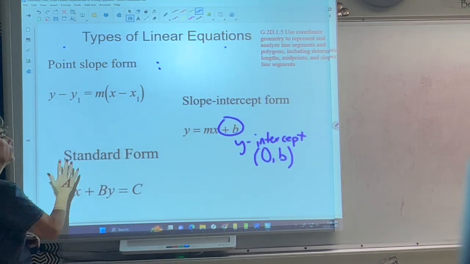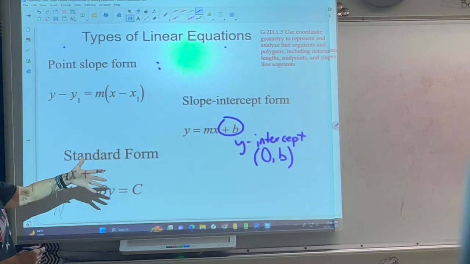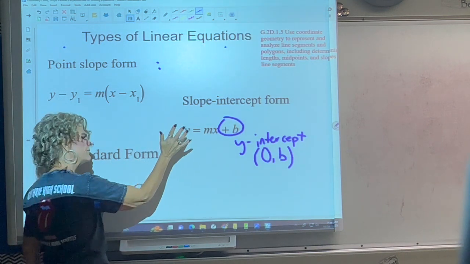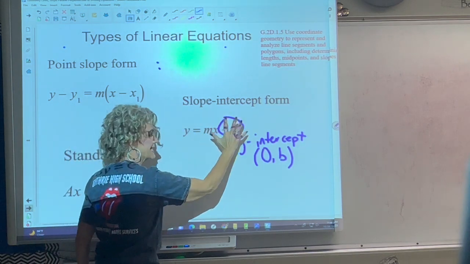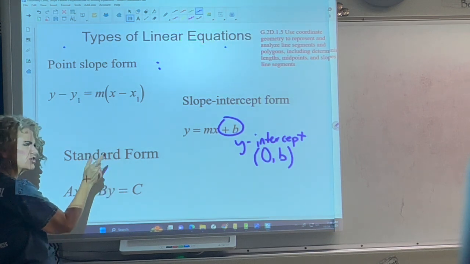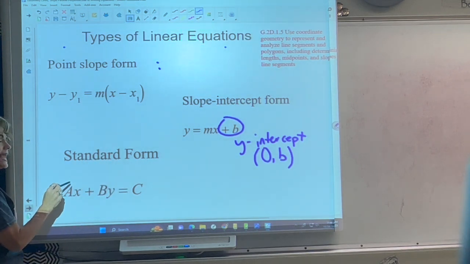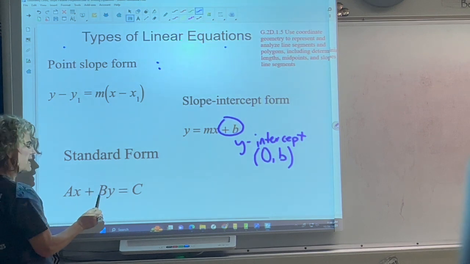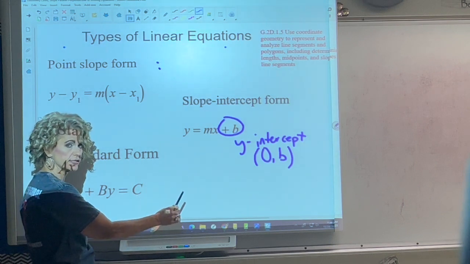Now, we utilize standard form, okay? We will use this about as much, if not more, than we use the slope-intercept form. Just because we're used to using this, we'll probably focus on this just a little bit more, okay? Now, standard form. A is the coefficient of x, B is the coefficient of y, equals C is your constant.